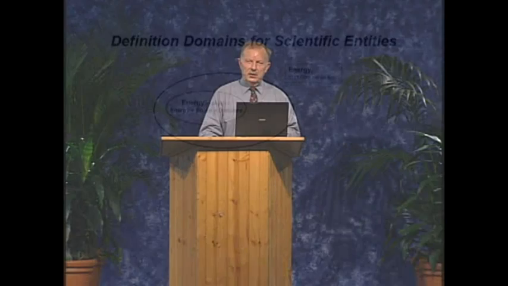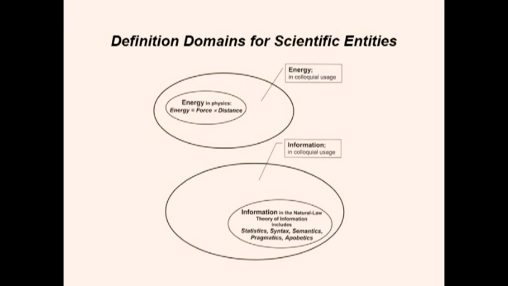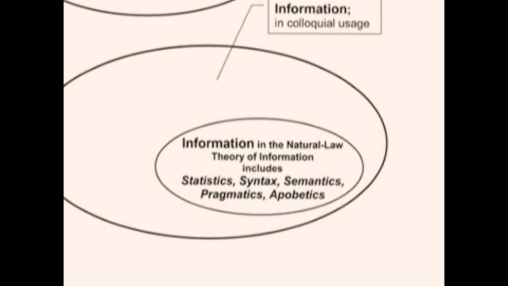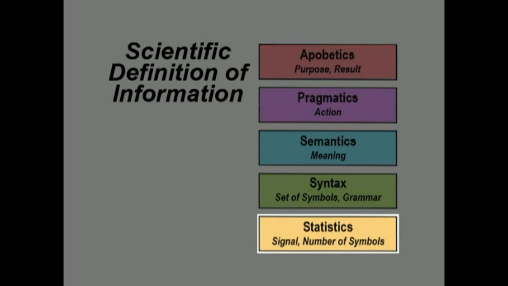And the same is what we have to do for information. Information is a term we use in many, many cases in our normal speech. And if we want to formulate laws of nature about information, we need a very clear definition of information. Information in the natural law theory of information includes five levels: statistics, syntax, semantics, pragmatics, and apobetics. I will explain it a little bit more. Here we see the five levels. The statistic level is, for example, if we would count all the letters of a book, that's what we do in statistics.